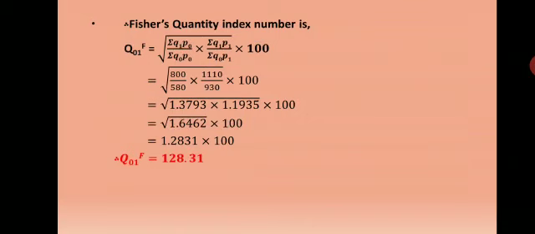Then multiplying inside the square root, 1.3793 into 1.1935, we will get square root of 1.6462 into 100 as it is. Then take the square root of 1.6462, we will get 1.2831 into 100. Then finally we will get the Fisher's quantity index number as 128.31.